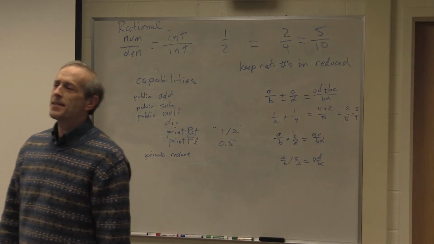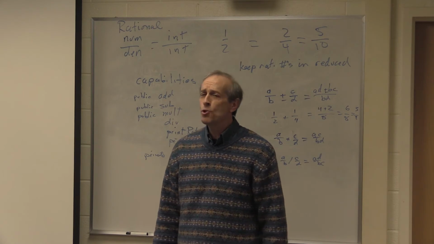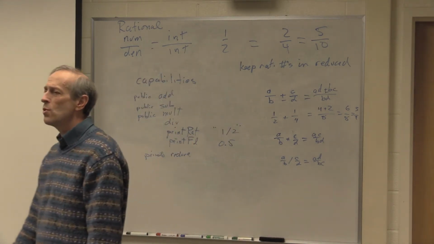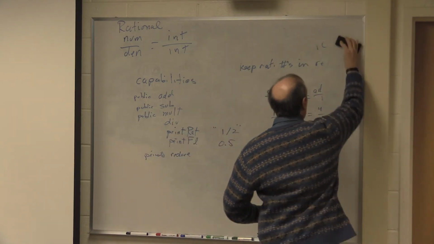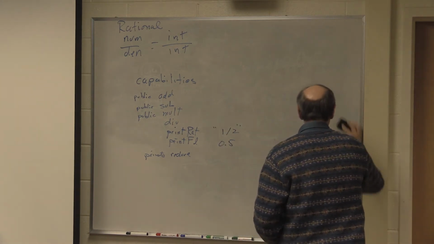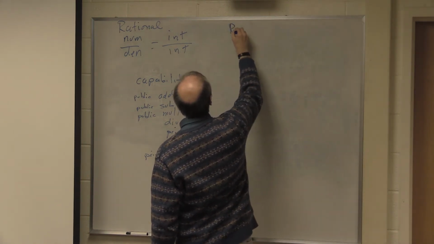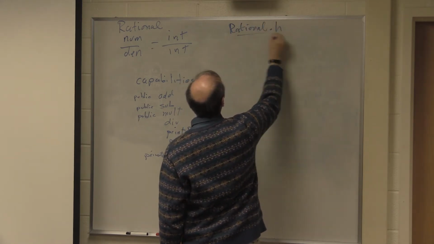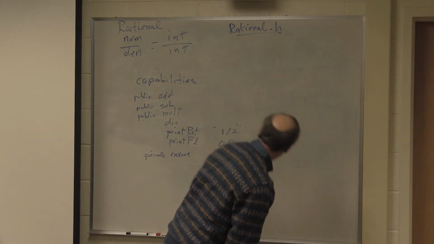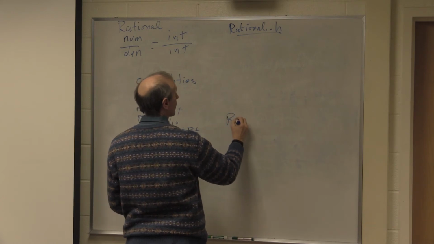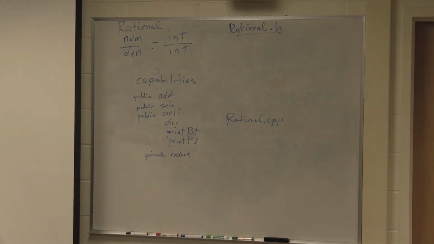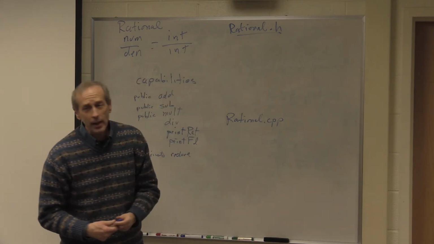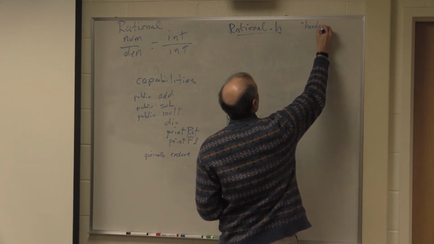When we define a class in C++, we now create two files. A class consists of two source files. You will have a rational .h file and a rational .cpp file. Up to this point, you've only ever created .cpp files, but that's because you weren't creating objects or classes. Now you're creating classes. You have an H file and a CPP file. This is known as the header file, hence the H.